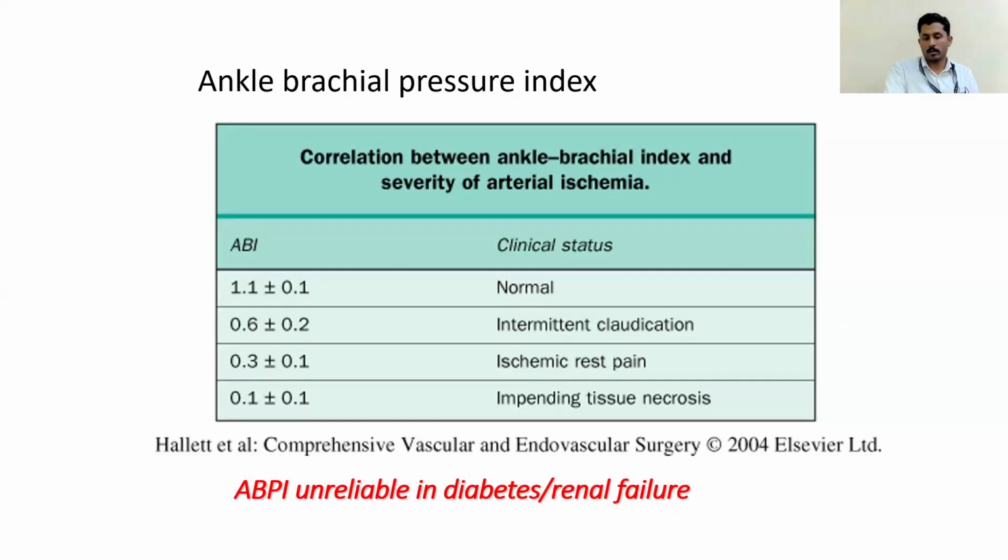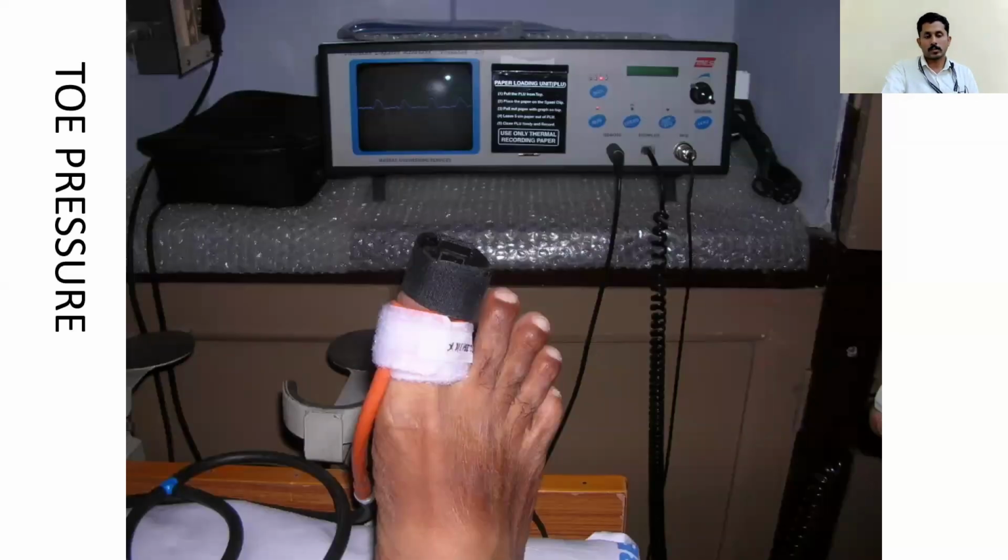So ABPI will be wrongly elevated. It will be more than 1.5. Some patients can reach up to 3. The same scenario we can see in patients with renal failure also. So in those patients, ABPI is not reliable. So what can we do next? Then comes the importance of toe pressure.